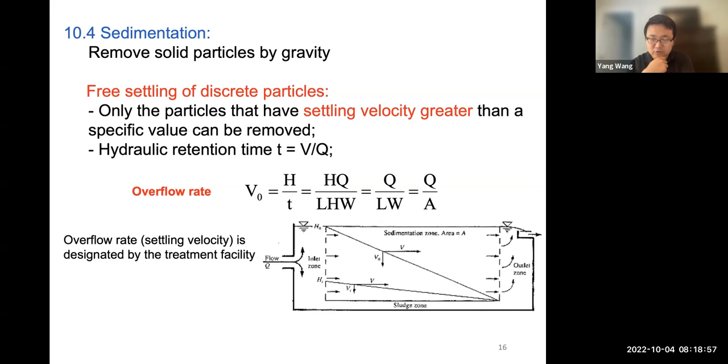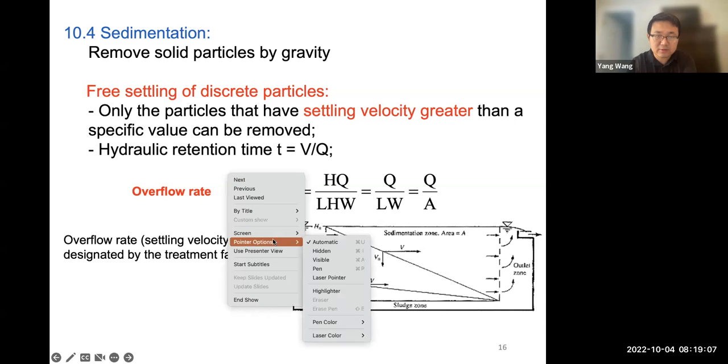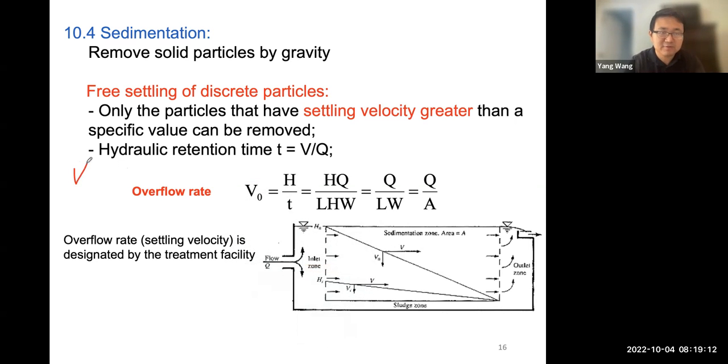We can tell the water treatment facility that we want to remove particles that can settle faster than 1 meter per day. Let me write this out. For example, we can specify a velocity, say 1 meter per day. It can be any value. If we want to remove smaller particles, we make this cut velocity smaller, because smaller particles can settle down with a smaller speed.